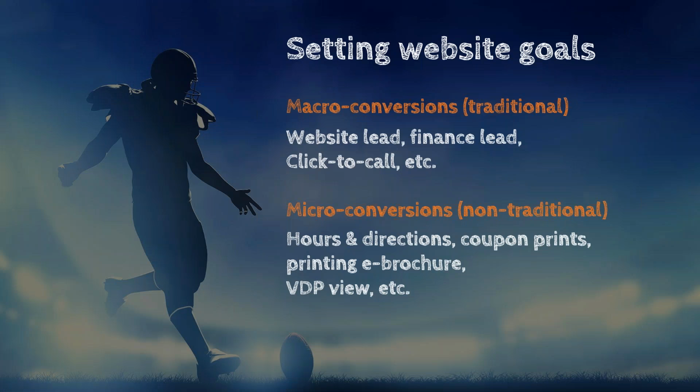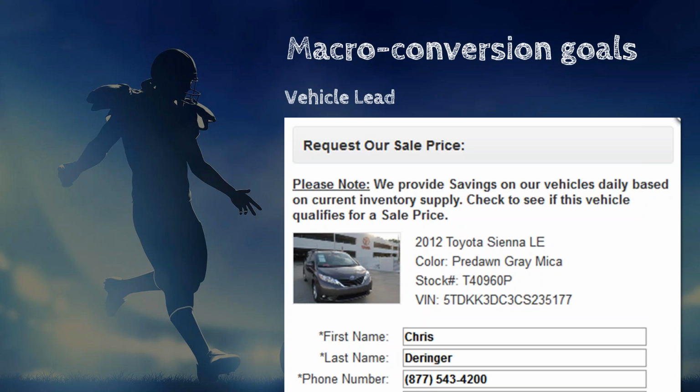So obviously you want to optimize for any of your form leads. If it's a website, if it's a vehicle lead, if it's a finance lead, if it's someone calling your dealership. But you also don't want to just optimize for that. You also want to optimize for things like people viewing VDPs, people printing coupons off your site, people hitting the click to call button, people going to your hours and direction page. So here are a few examples of those sorts of things.